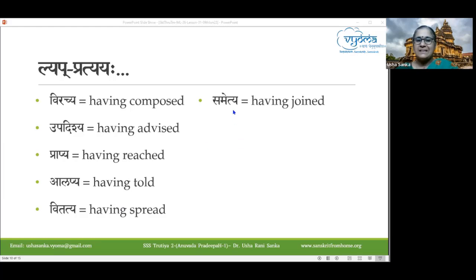Next, sametya. Sam upasarga. I is the dhatu. So tya, it is like sam. Tya becomes sametya. So i is to go, to move. So sam is the upasarga. So it will definitely come together, that kind of meaning will come. Anubhuya. Anu upasarga. Bhu dhatu. Lyap pratyaya.